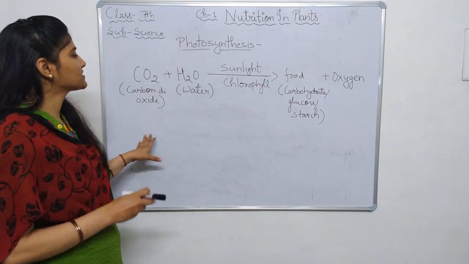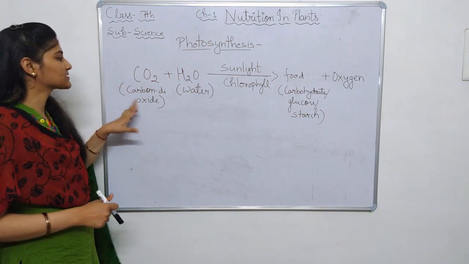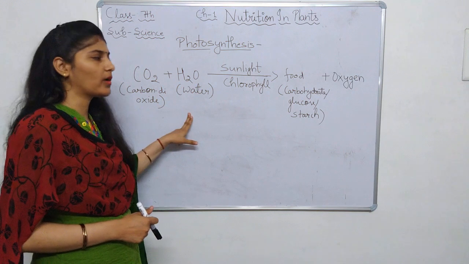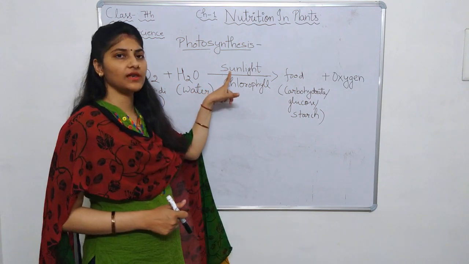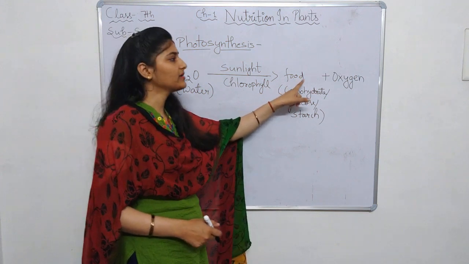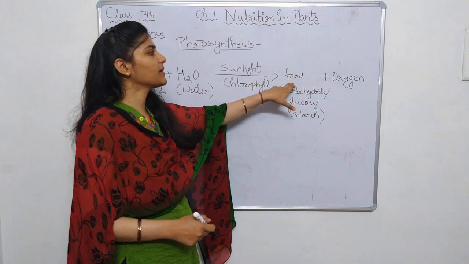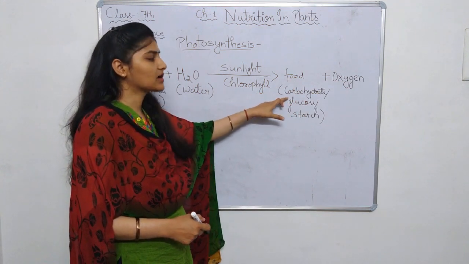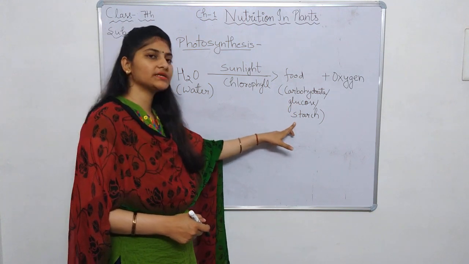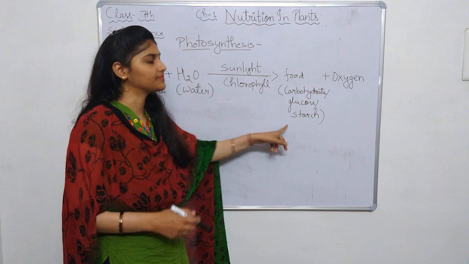Okay, let's see it once again. For photosynthesis, CO2, that is carbon dioxide, is required. H2O, that is water, is required. In presence of sunlight, with the help of chlorophyll, food is prepared, and as a byproduct, we get the oxygen. Here, in place of food, we can write carbohydrate, or we can write glucose, or we can also write starch. Any name from these four you can write, it is correct.